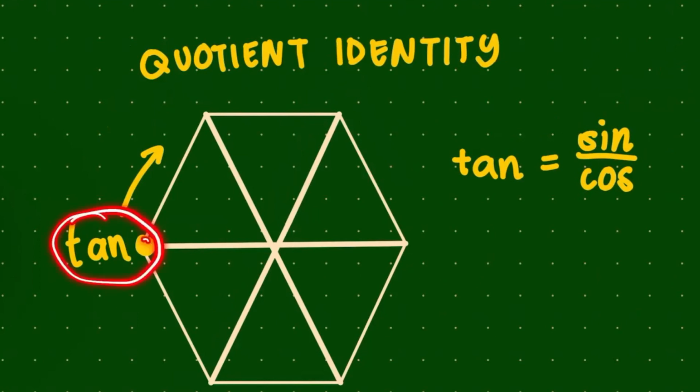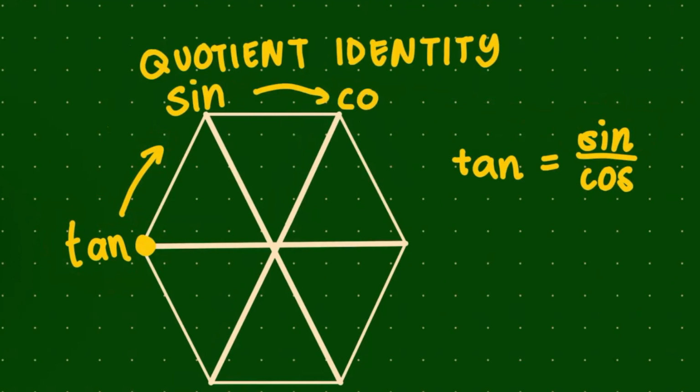Okay, so we start here on this side. Then we move to the right. That's where we put sine over here. So we put sine, then we put again on the right side cosine. So that's our basis for doing the quotient identity.